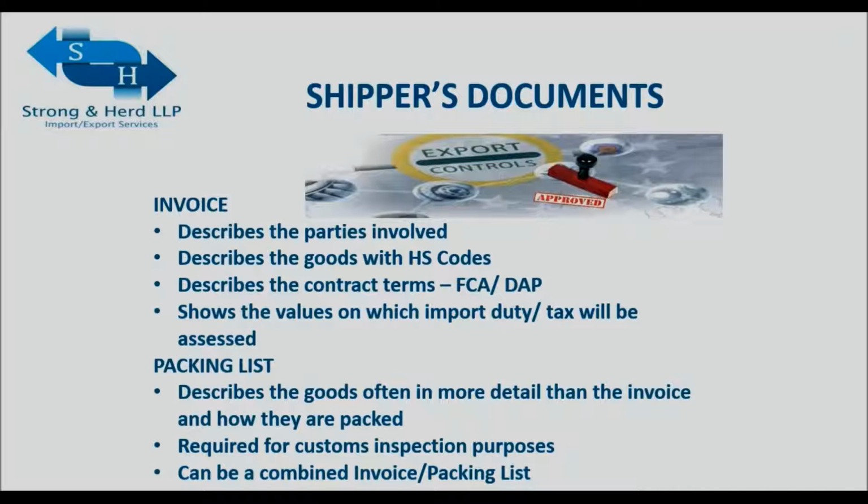Okay, 2 key documents that you have to produce. An invoice. Now, it may not be a chargeable shipment, but all goods that move, especially outside the EU, need a shipping invoice that describes the parties involved, describes the goods with the code number, and shows what the contract terms are, so that it's clear who is paying what and who's responsible for which actions along the supply chain. It must also show values. Even if it's free of charge, you need to show a value.